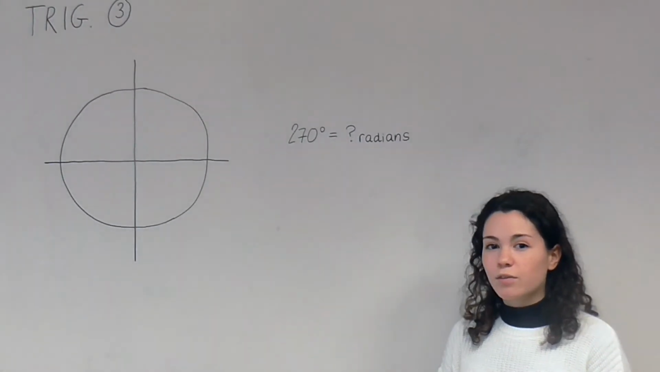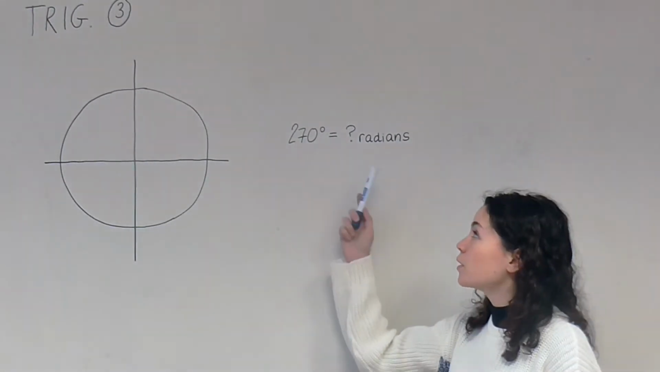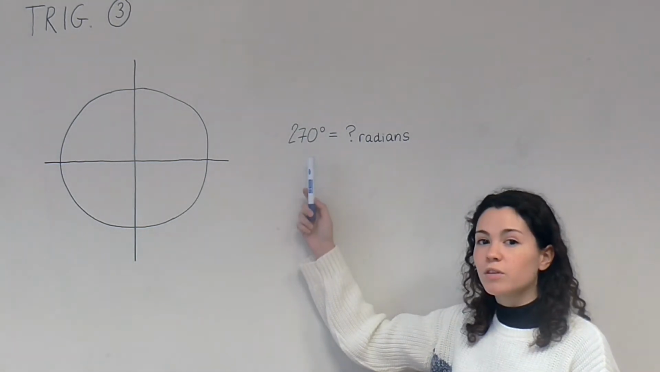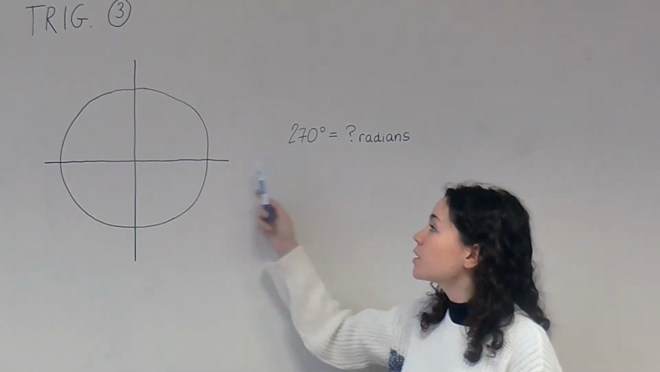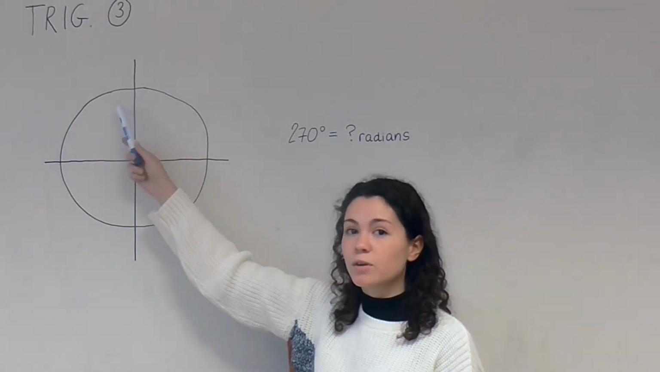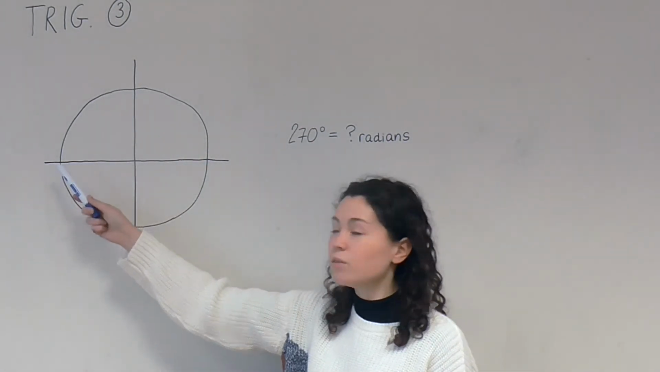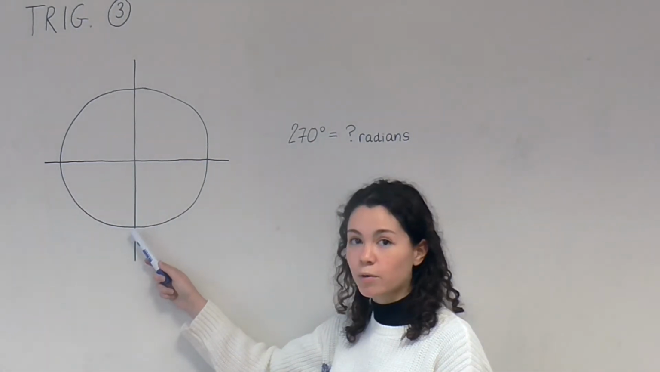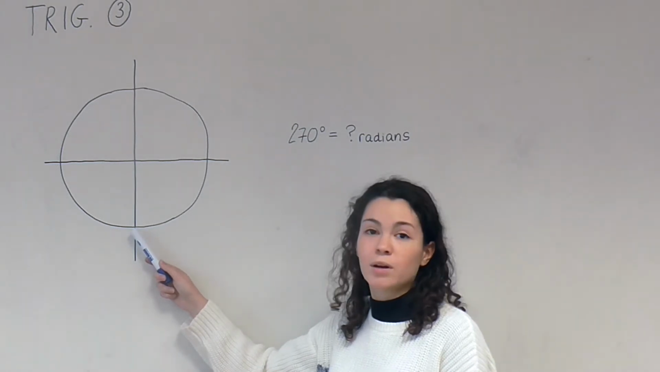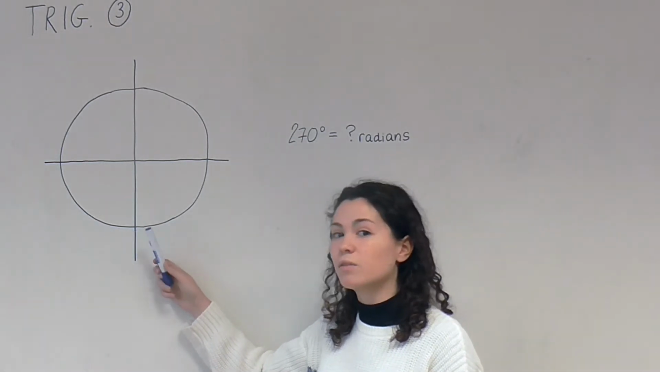So in this third trig exercise, we're going to go from degrees to radians, and we've got 270 degrees here, and as we know, going from here to here is 90 degrees, then from here 180 degrees, and this part right here marks our 270 degrees. But how do we know how many radians that is?